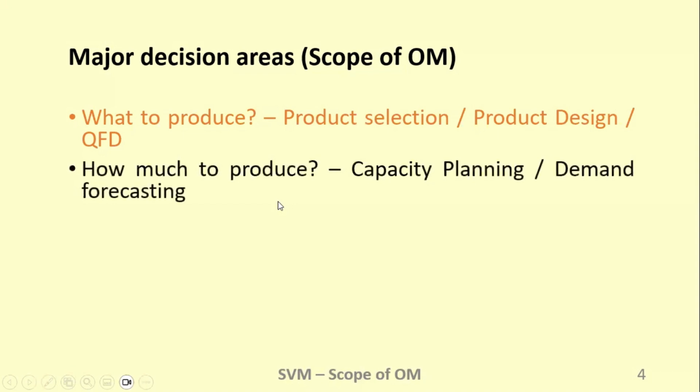How much to produce, the quantity, which means you will have your capacity planning. You will also do a demand forecasting based on the market demand. You are forecasting for the future.